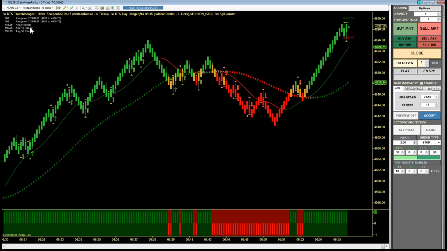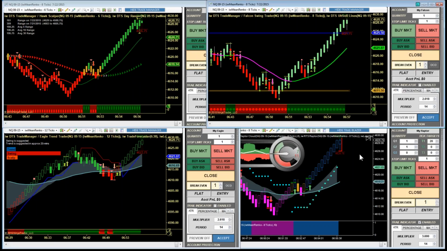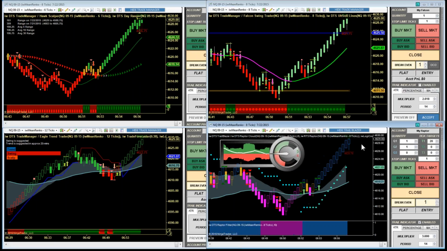So you can see here the average daily range is somewhere around 200 ticks. So you could say, well, I want to offer up 10% as a stop loss or 20% as a profit target. Well, you can use those figures right there.